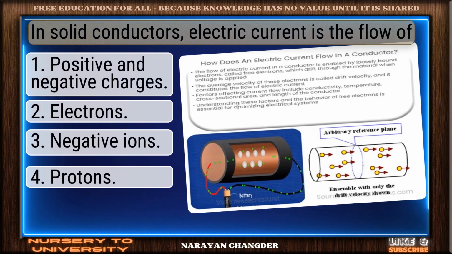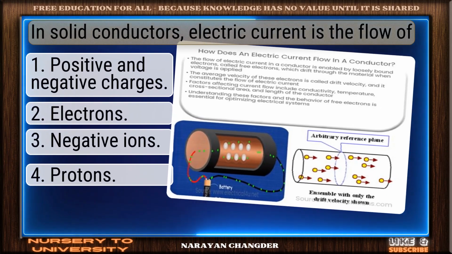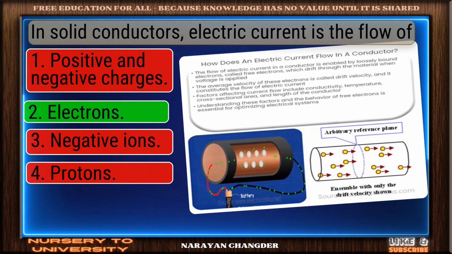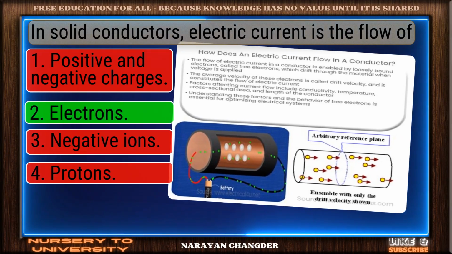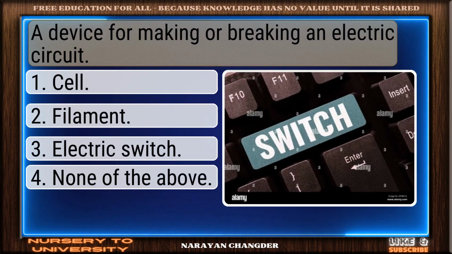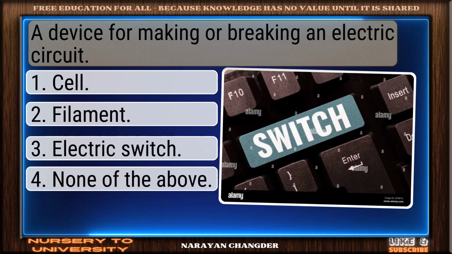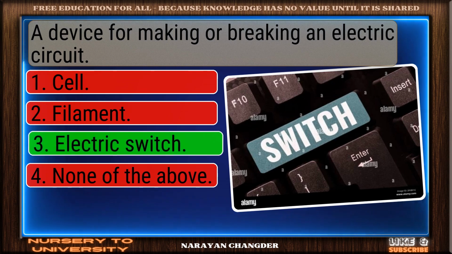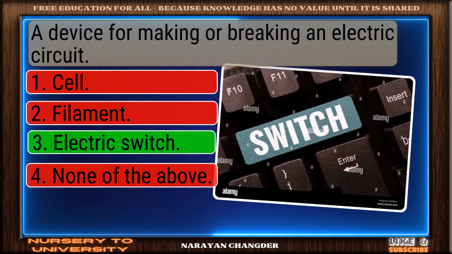Question number 7. In solid conductors, electric current is the flow of. Exactly. Electrons make sense and it is the right choice. Question number 8. A device for making or breaking an electric circuit. You got it. Your choice, electric switch, is right.